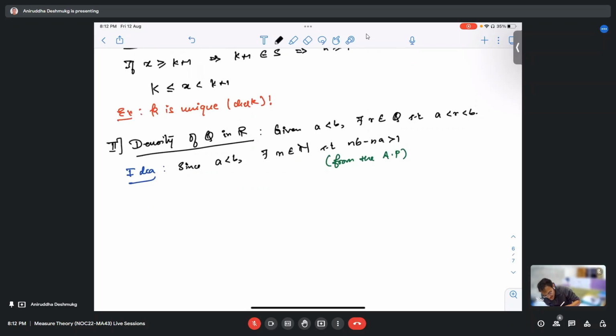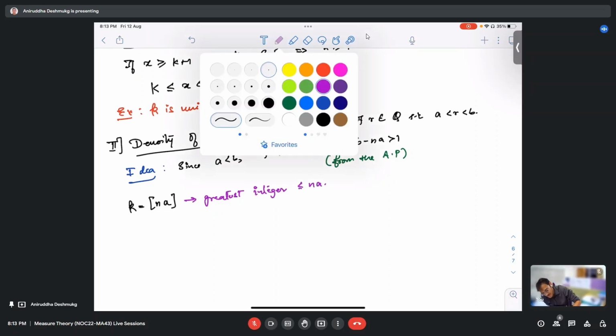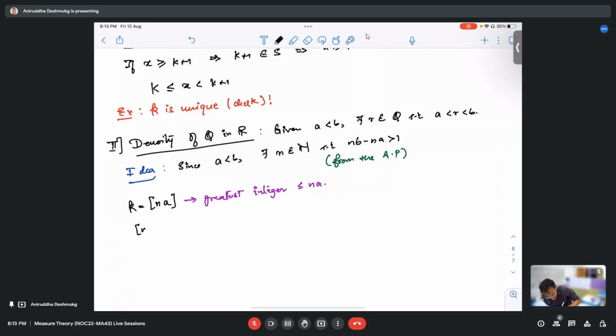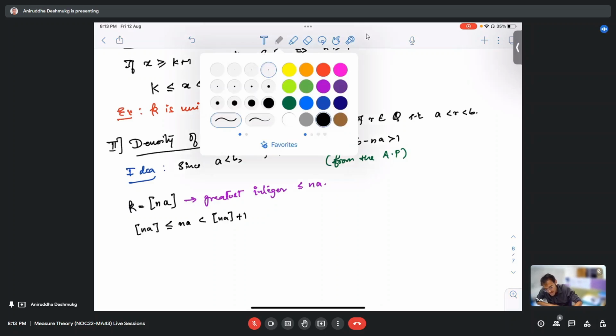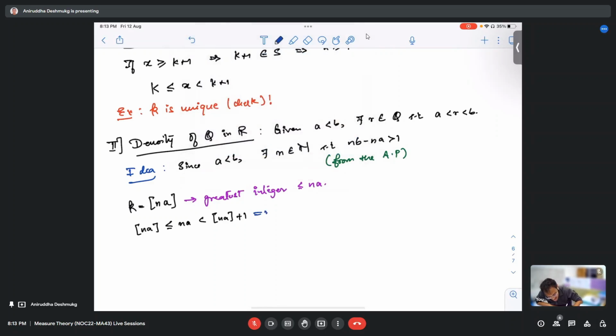Now, once we have this, let us take k as the greatest integer of na. Right? So this symbol means the greatest integer lesser than or equal to na. If this is true, then what do we know? k is less than or equal to na, and this is less than k plus 1. That is the definition of the greatest integer function of any number. So let us call this new number m.